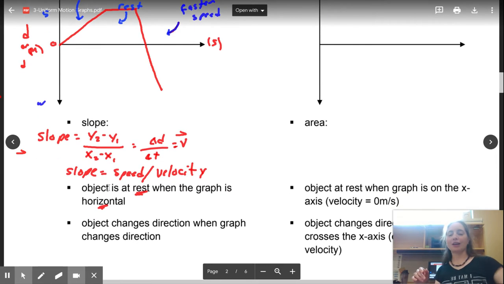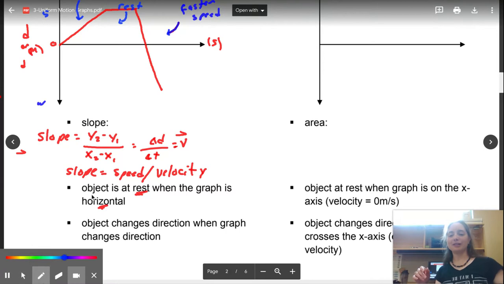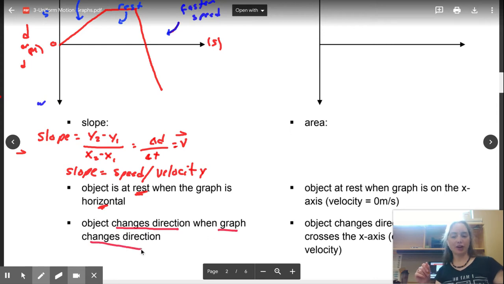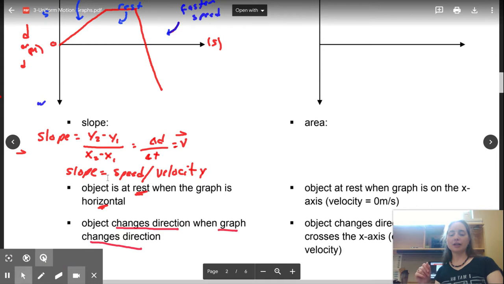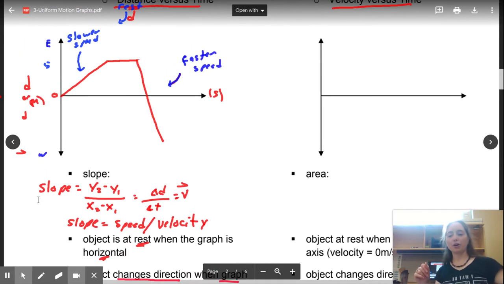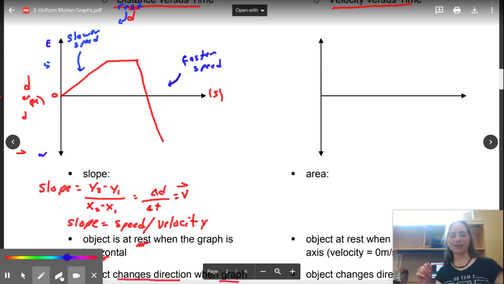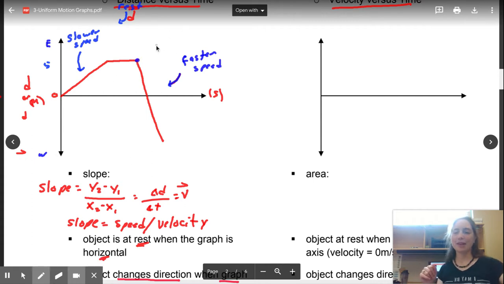So let's also look at this last piece here. An object is going to change direction when the graph changes direction. All right. Well, let's look and see our graph here. Where is our direction change? You guys find it? Good. Right there. That point.